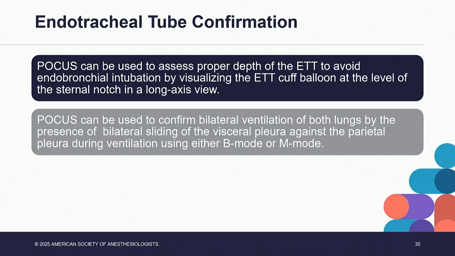POCUS also can be used to assess the proper depth of the endotracheal tube to avoid endobronchial intubation, by visualizing the ETT cuff balloon at the level of the sternal notch in the long axis view. POCUS also can be used to confirm bilateral ventilation of both lungs by the presence of bilateral sliding of the visceral pleura against the parietal pleura during ventilation, using B mode or M mode. If you put the ultrasound and you can see the bilateral sliding, this means that the tube is in the proper position and you are ventilating both lungs. If you have one lung ventilation, that means you find one lung is ventilated and the other lung is not ventilated.